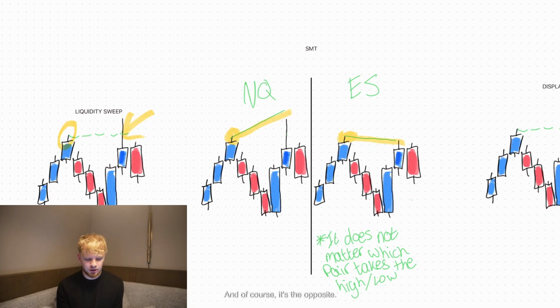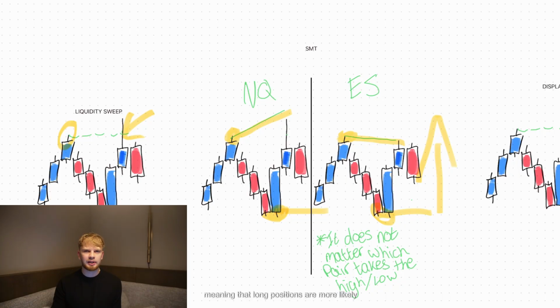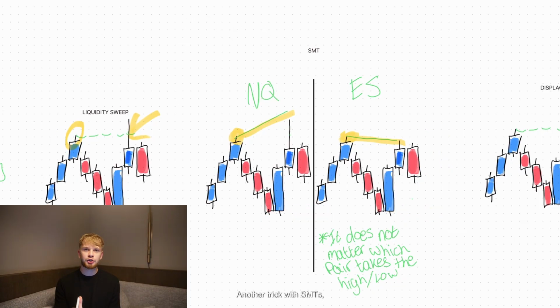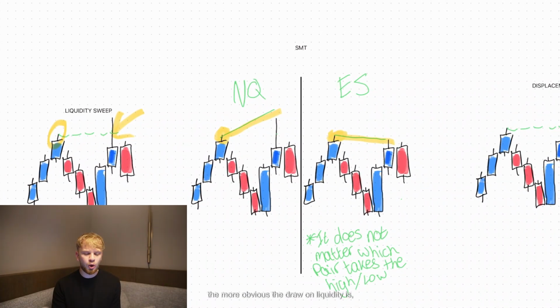And of course, it's the opposite. Let's say we take the low on Nasdaq and we don't take the low on ES. That means that this is a bullish SMT, meaning that long positions are more likely going to work. Another trick with SMTs: the more obvious the draw on liquidity is, for example, if it is a swing low in the market, then the higher chance that the SMT has of working and being valid.